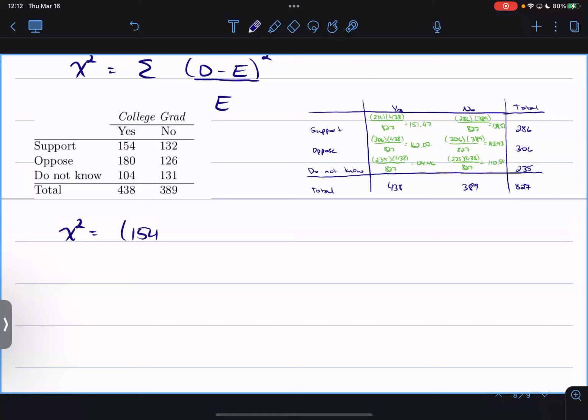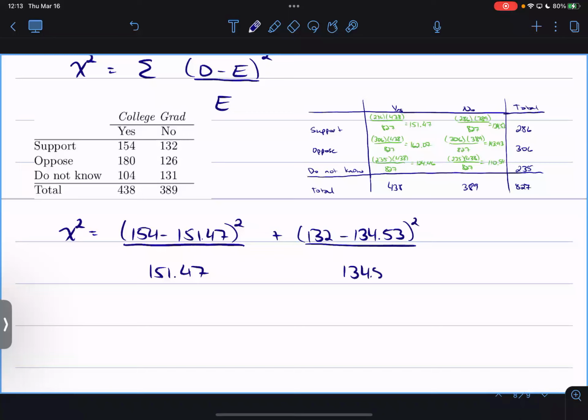So you have 154 minus 151.47, square it, divided by 151.47, plus. And I'll move across the rows, but it doesn't matter. 132 minus 134.53, then square it, divided by 134.53, plus next row 180 minus 162.07.